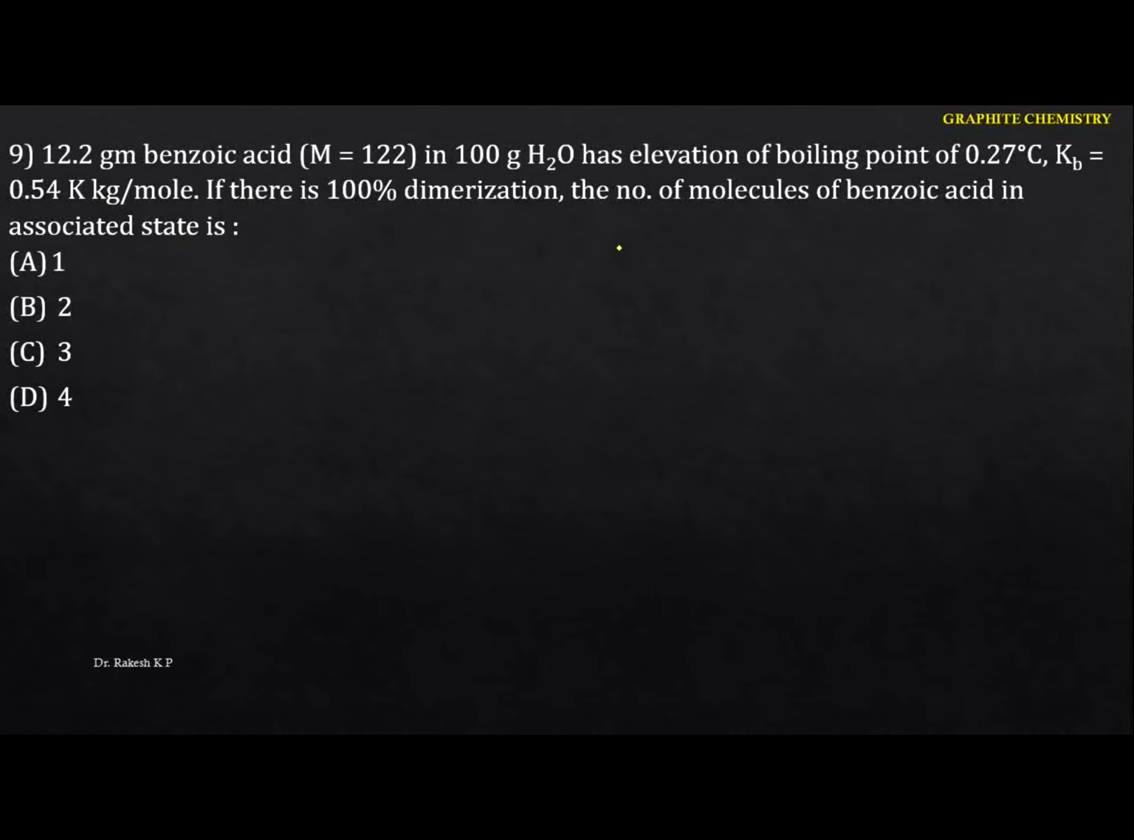Let me take the benzoic acid and write C6H5COOH. This is the benzoic acid. On dimerization, I am going to write (C6H5COOH) with N, because I don't know exactly the number of molecules of benzoic acid in associated state. Initially we write 1, here it is 0. After the association, I can write 1 minus alpha, and here alpha by N, because we don't know exactly the N. Hence the I value, the total number of moles after the association, I can write as 1 minus alpha plus alpha by N.